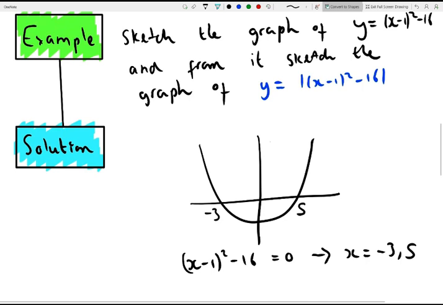So the sketch of the modulus of this is going to be the same above the x-axis, then mirror with the bit in between the roots, and then be the same again past the root 5.